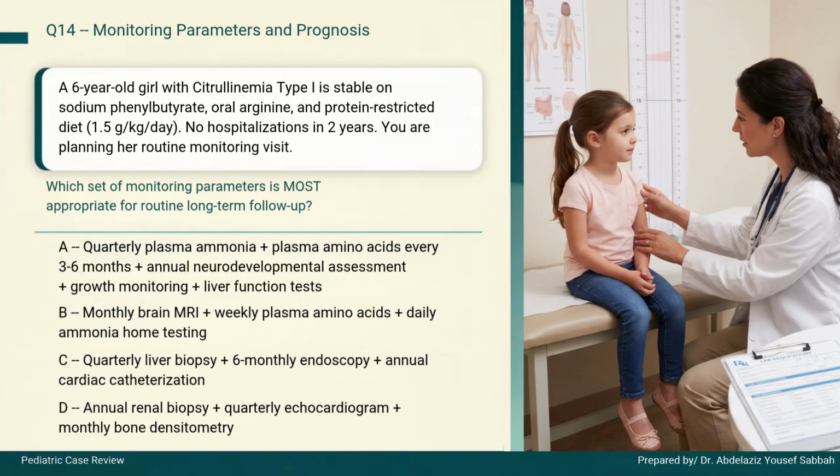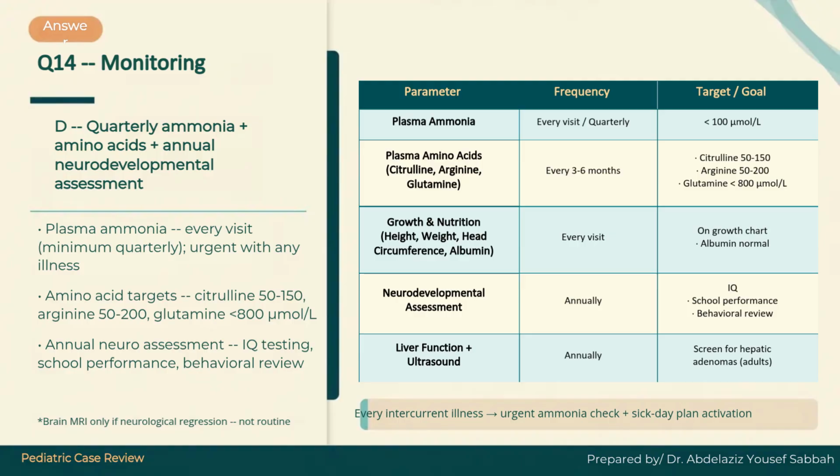Option A, quarterly plasma ammonia, plasma amino acids every 3 to 6 months, annual neurodevelopmental assessment, growth monitoring, and liver function tests. Option B, monthly brain imaging, weekly plasma amino acids, and daily ammonia home testing. Option C, quarterly liver biopsy, 6-monthly endoscopy, and annual cardiac catheterization. Option D, annual renal biopsy, quarterly echocardiogram, and monthly bone densitometry. The correct answer is option A.